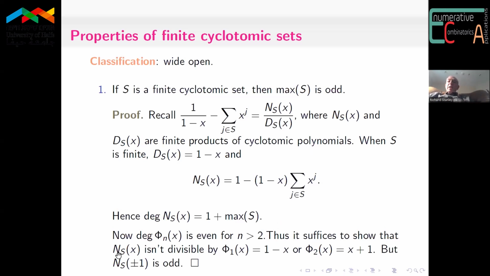So if we can show that N_S of x isn't divisible by phi 1 or phi 2, then N_S of x, which is a product of cyclotomic polynomials, will have even degree, and so the maximum element of S will be odd. But if you put x equals 1 or minus 1 in this expression, this second term will be even, and so N_S of plus or minus 1 is 1. So it can't be 0. So we can't have the numerator divisible by phi 1 or phi 2. So that's the proof. The maximum element of S is odd.